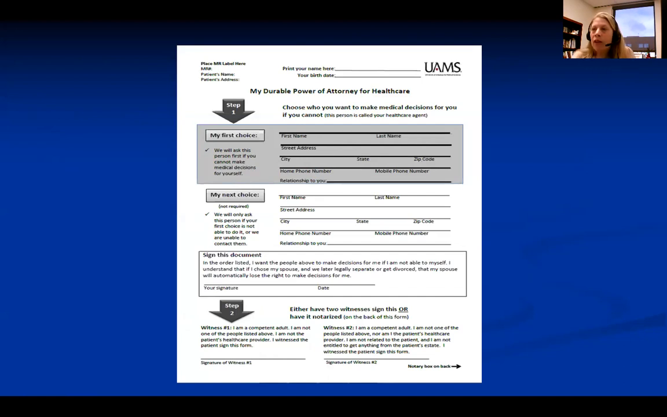All right, so this is what our UAMS durable power of attorney for healthcare looks like. This was created a few years ago. It is written at a second grade reading level, so it is very easy for patients to understand. The form has a first choice and a next choice, and then a place for the patient to sign the document. And there's witness 1 and witness 2. If you flip it over, on the back it has the notary blank, if you choose to go that way. Again, 2 witnesses or a notary, it doesn't have to be both.